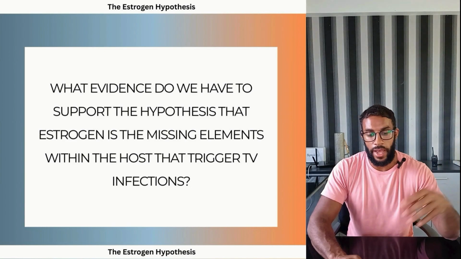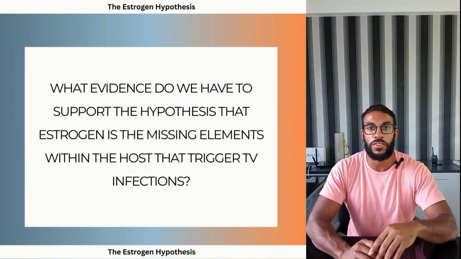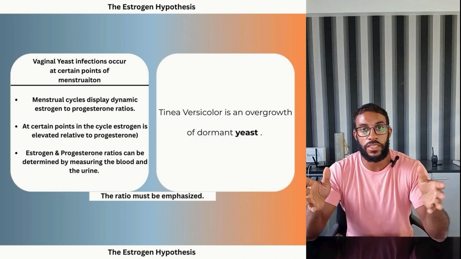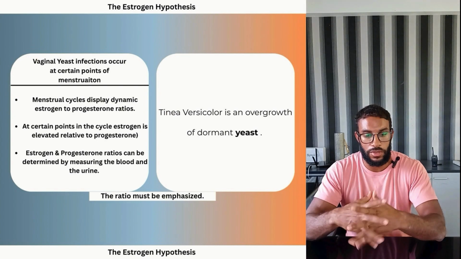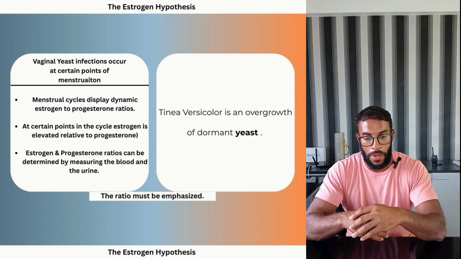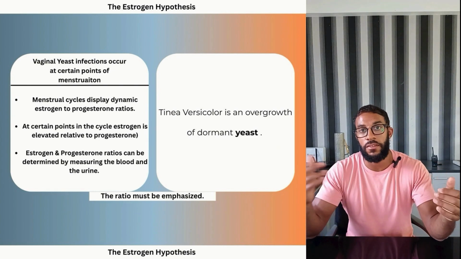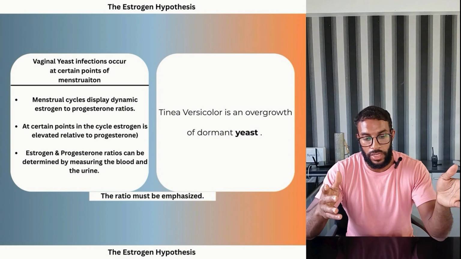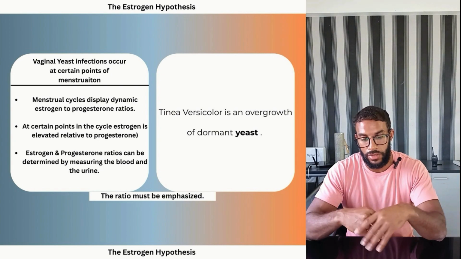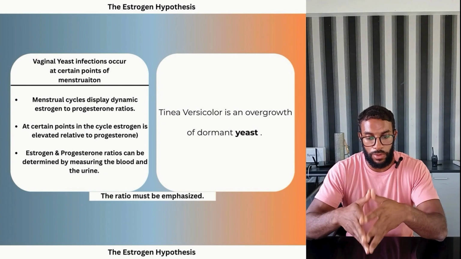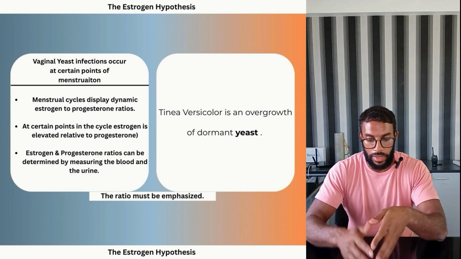What evidence do we have to support the hypothesis that estrogen is the missing element within the host that triggers TB infections? For one, we know vaginal yeast infections occur during menstrual cycles. Menstrual cycles display dynamic estrogen to progesterone ratios. At certain points in the cycle, estrogen is elevated relative to progesterone, and these ratios can be measured and determined by measuring the blood and urine. Here at the bottom, I mentioned that the ratio must be emphasized. The ratio is super important to understand, and we'll talk about that more in a bit.